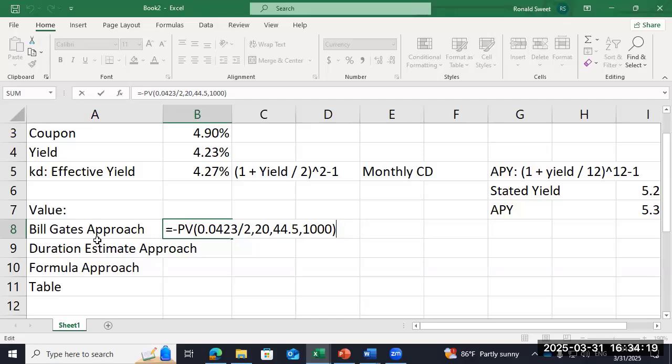But anyway, that's the present value. It's the present value of $24.50, which you're going to have an ending value of 1,000. What is that worth today? If your discount rate's 4.23, but you're doing every 6 months, you've got to divide by 2.